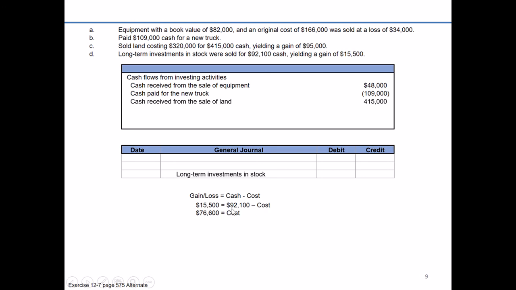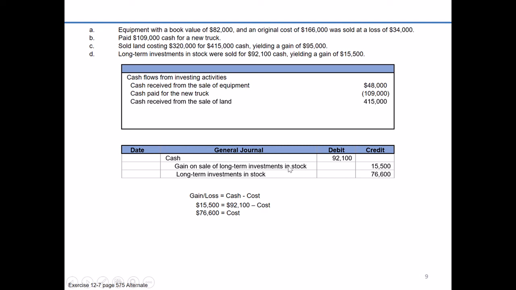We know that we received cash of $92,100. We don't know the cost of what we gave up, but we can use algebra to rearrange this and subtract the $15,500 from the $92,100 in order to get a cost of $76,600. Again, if we were recreating the journal entry, we would credit the asset, long-term investment in stock, for $76,600. Continuing to build our entry, the gain on sale of long-term investment would be credited for $15,500, and our debit to cash would be $92,100.